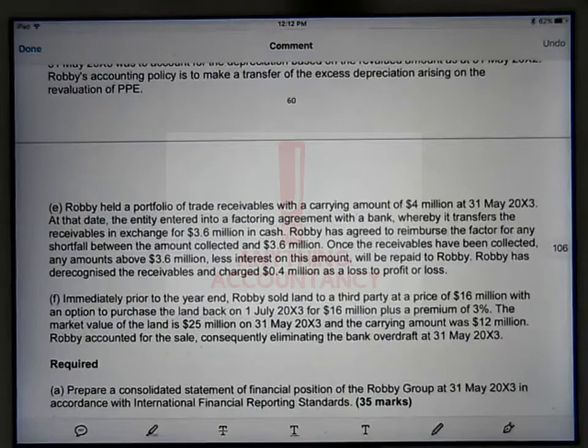The market value of the land is 25 million on 31st May 2003. And the carrying amount was 12 million. Robby accounted for the sale, eliminating the bank overdraft. Okay, fine. Looks like Robby did some window dressing. We call this a window dressing activity. Does it make sense? This is a window dressing activity.